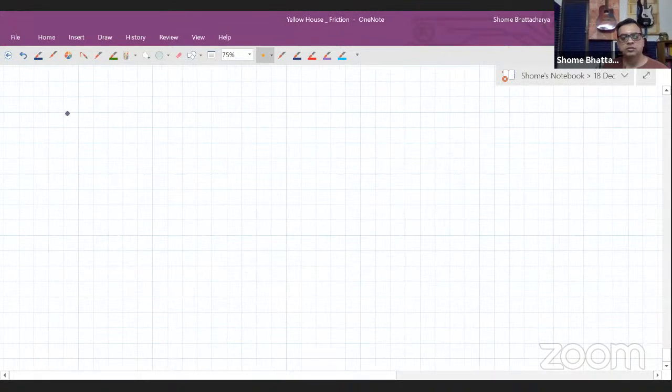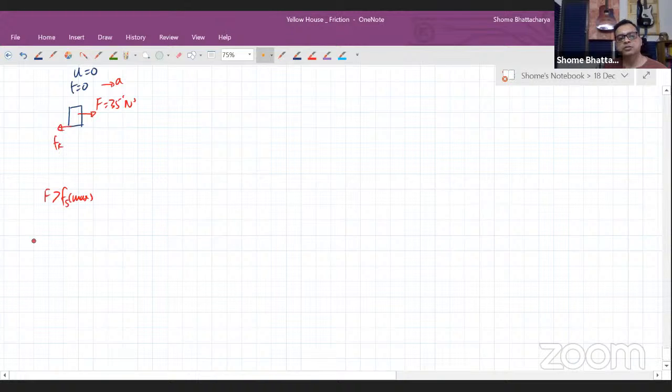Let's trace the motion right from the beginning. The block was at rest, but we started pushing it with an external force of 35 Newtons, and because this force exceeded the maximum friction available, the block will start accelerating. We know this, and the friction acting on it will be kinetic friction. So F minus kinetic friction will be mass into acceleration. This we've already done: 35 minus 25 will be equal to 10a. So it has a positive acceleration of 10 meters per second square.